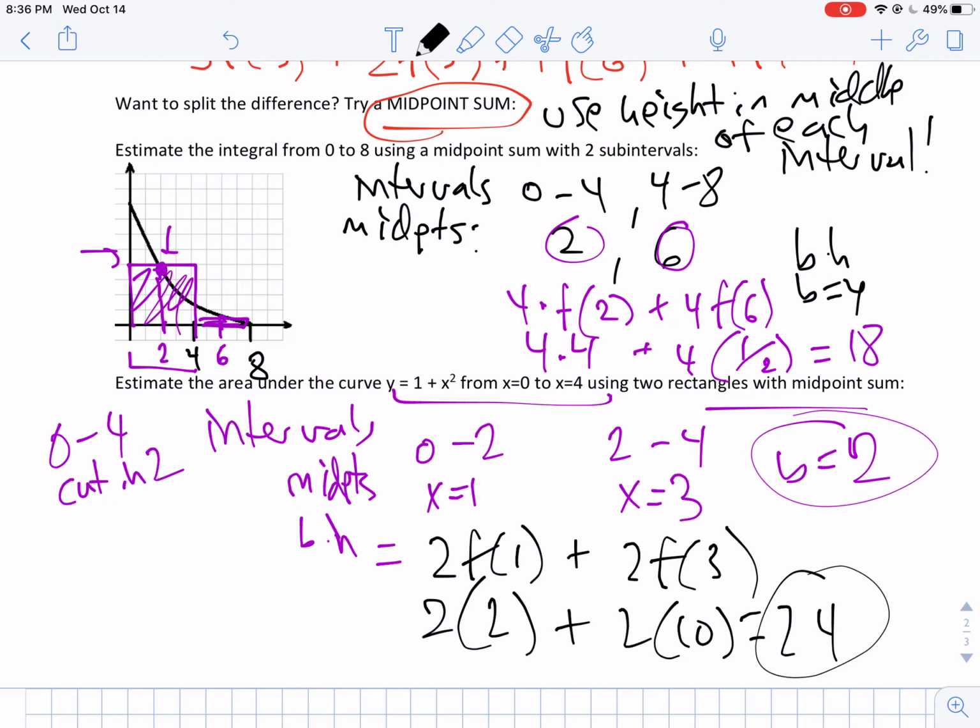Okay, now one thing I wanted to say, you will never have to pick a strategy on your own, on the AP test, on your test, on anything I'll give you. I will always tell you which one to use. So either use the left, use the right, or the midpoint, depending on what the problem says, and you'll just do whatever it says. You won't have to come up with that on your own.